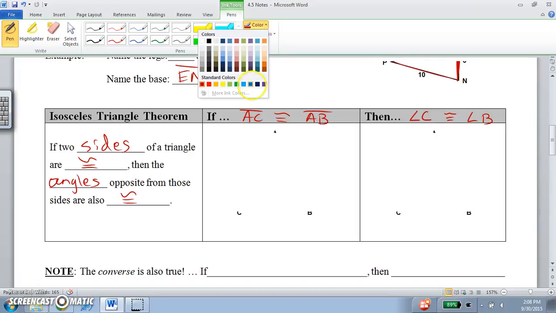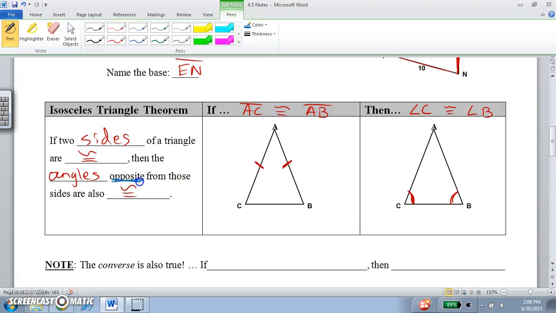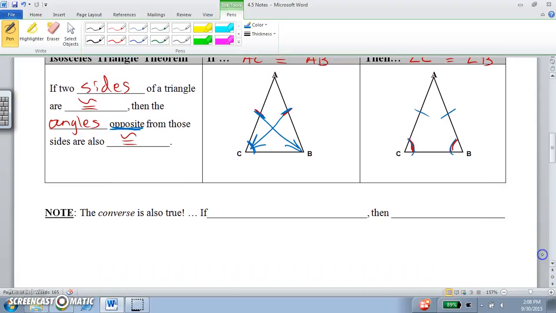So what does opposite mean? Opposite means across the triangle. If I'm talking about the angle that's across from this side right here, directly across is angle C, and directly across from this side right here is angle B. So these two angles are congruent if these two sides are congruent. The converse of this is also true. If I say it backwards, if these two angles are congruent, then that also means these two sides are congruent. So if two congruent angles, then two congruent sides.